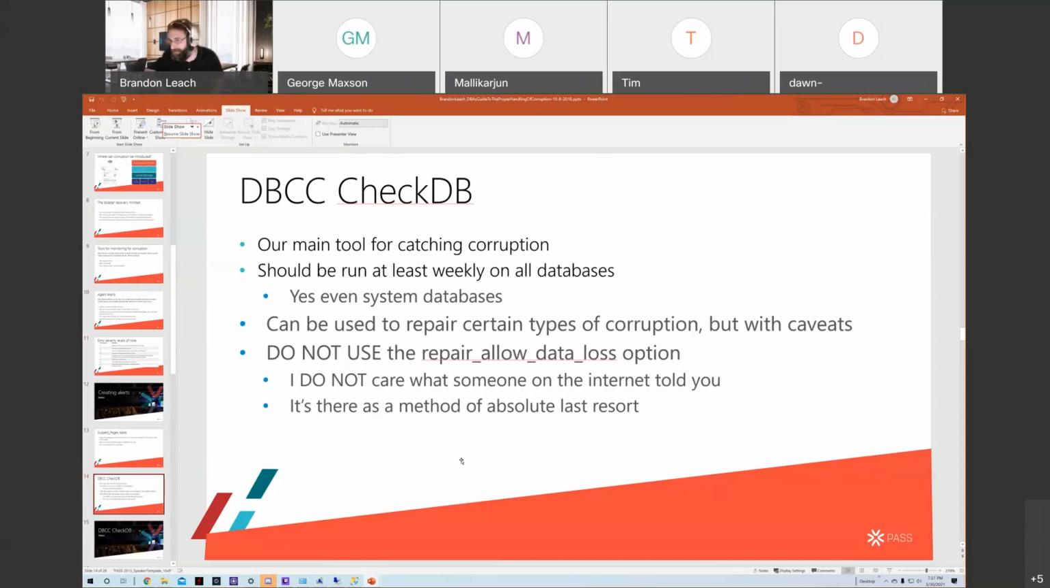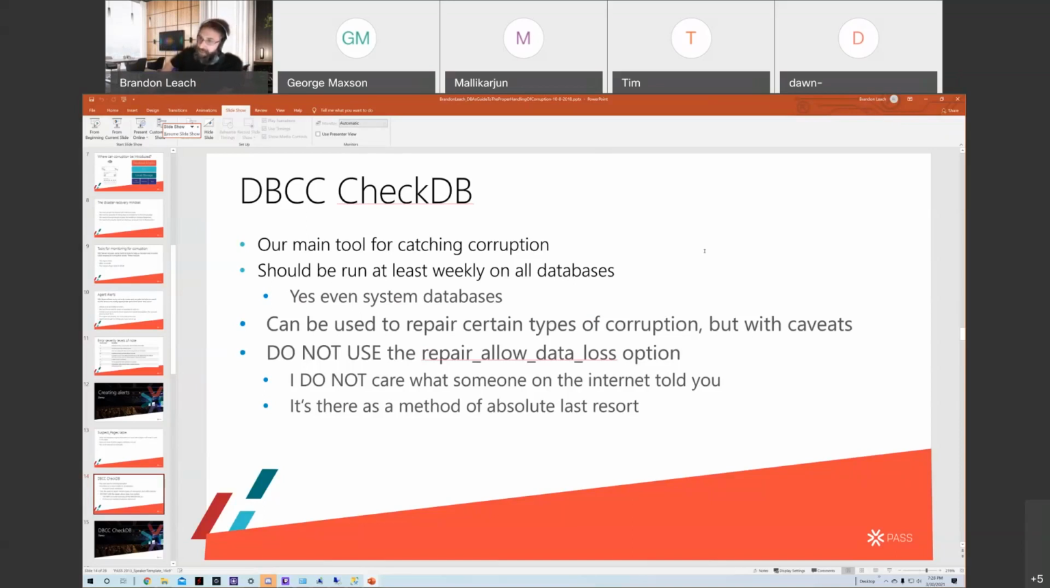Assuming you have software assurance or a lesser used system that you can dedicate to doing your integrity checks elsewhere. Also has the benefit of testing your backups, which when we talk about corruption, we have to talk about backups. There is an option here that a lot of people, when they see this option, go, "Oh, I'll run that," and that's the repair allowed data loss option. I've even heard people profess on the internet that, hey, run this against MSDB if it goes corrupt. And as I note here, I do not care what someone on the internet told you.